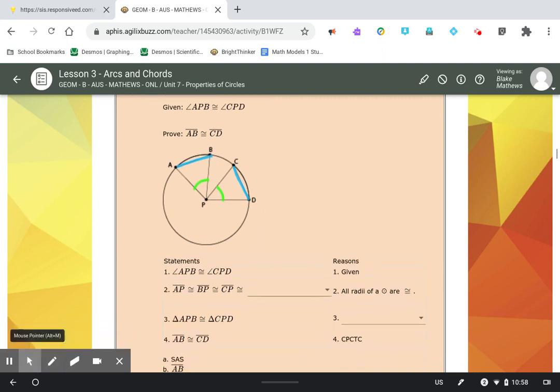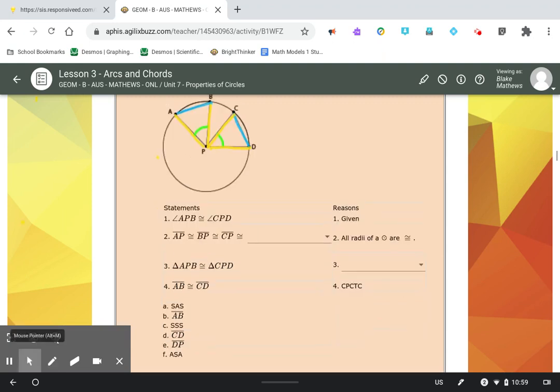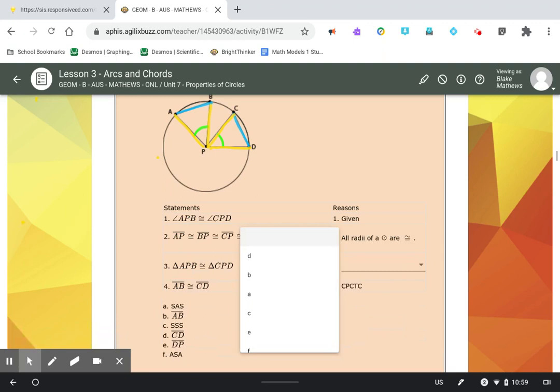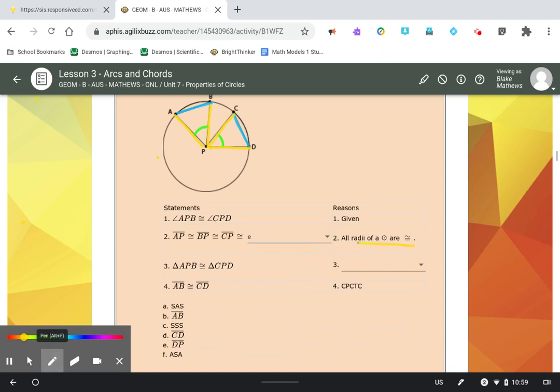So first things first, it says we have our given. Then it says AP is congruent to BP, is congruent to CP, is congruent to DP. Something about these makes them all congruent. Why is this, and it should be obvious to you, all congruent? Well, they're all radii. So AP, BP, CP, and DP, that would be answer choice E, are all congruent because they are all radii of the circle. They are all in the same circle. Each one is a radius, so they all have to be congruent.